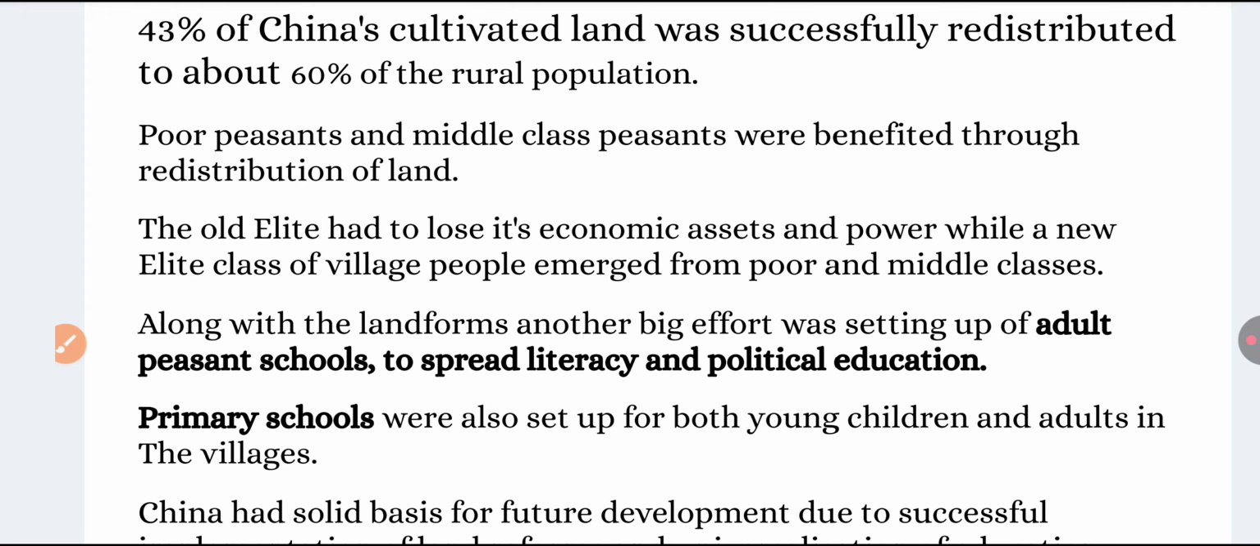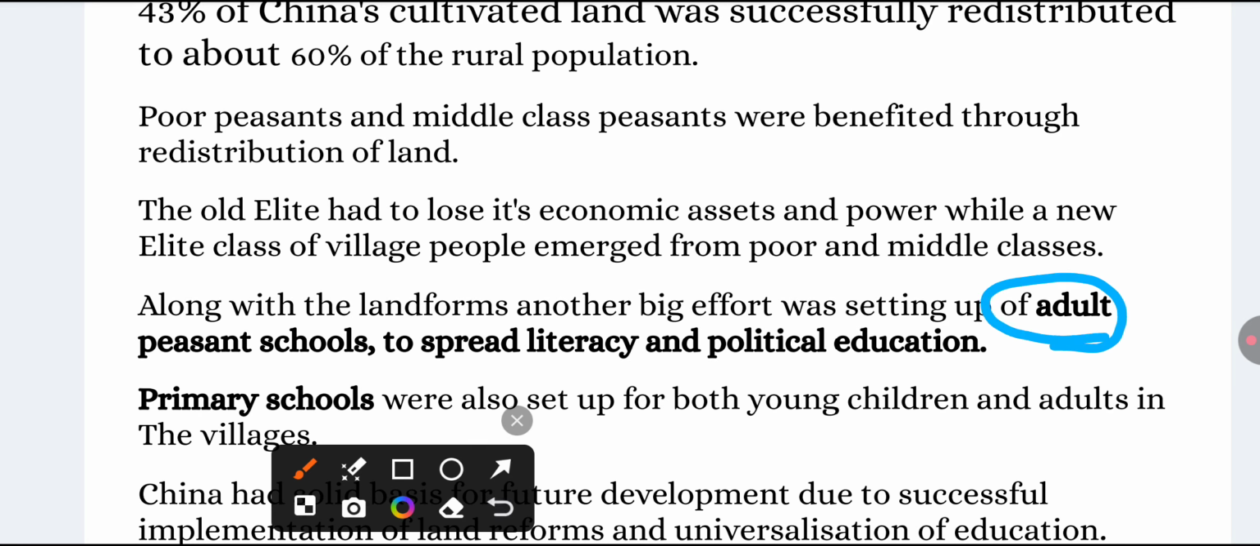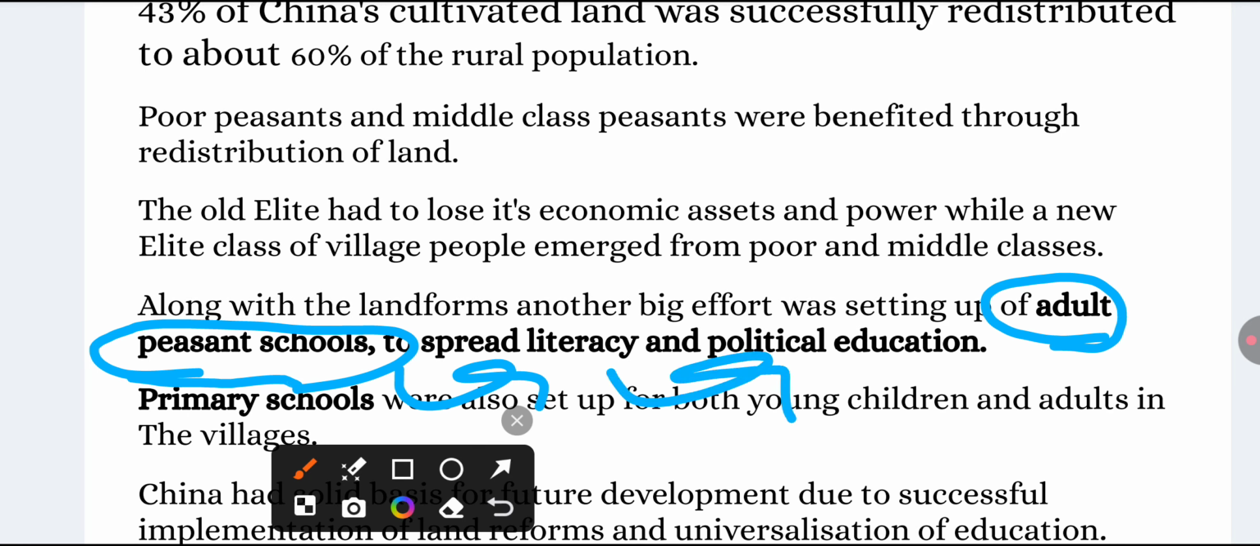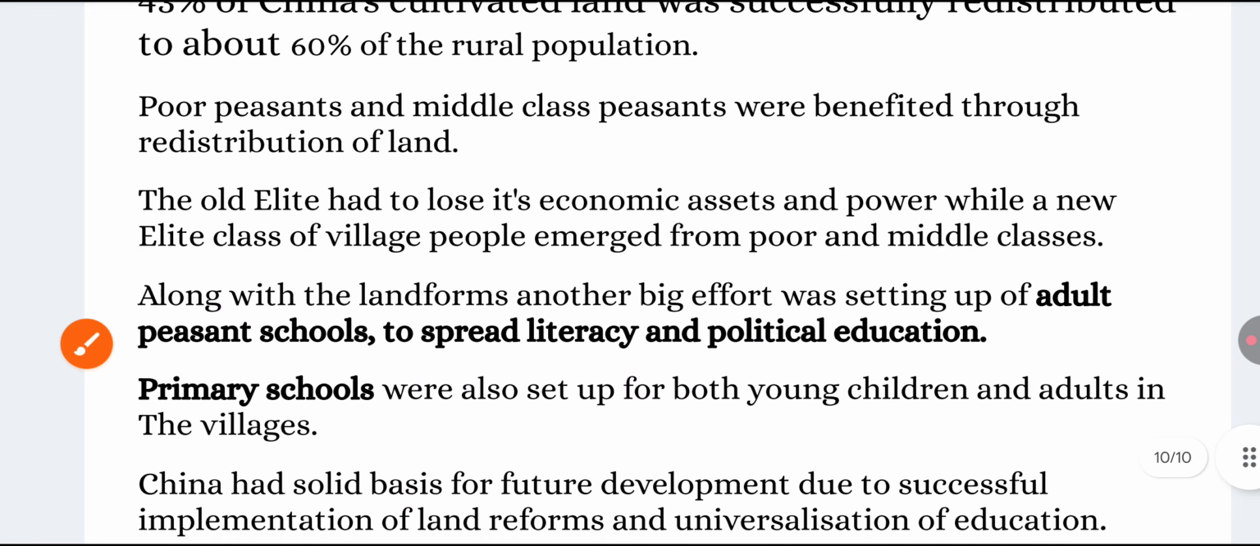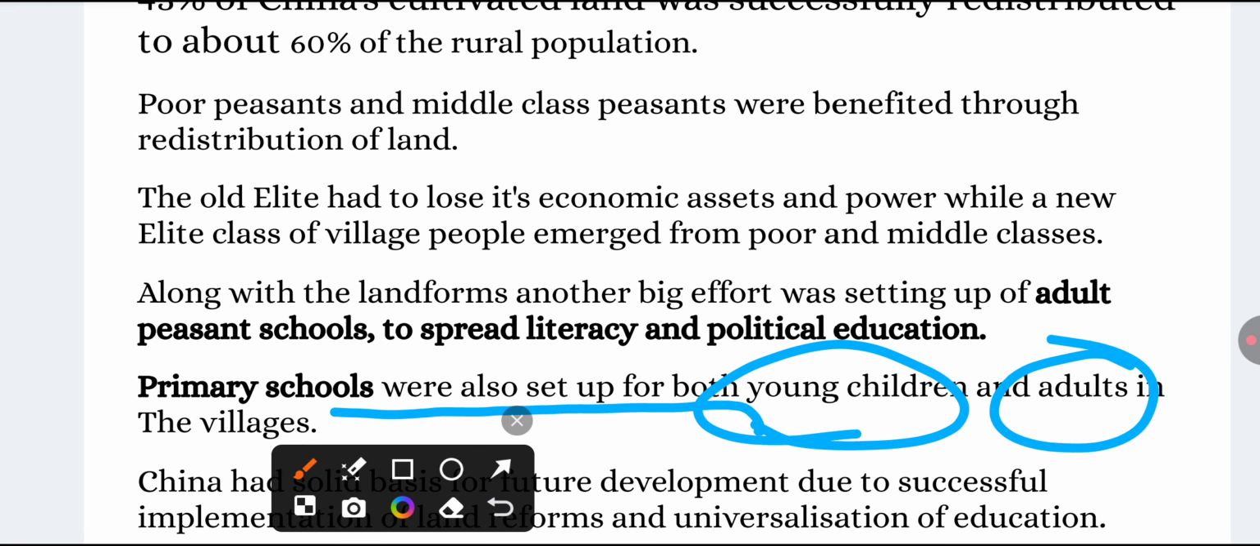Mao Zedong implemented land reforms. Along with the land reforms, he also set up adult peasant schools, for increasing literacy and political education in China. Mao Zedong also established primary schools in the villages for young children and adults.